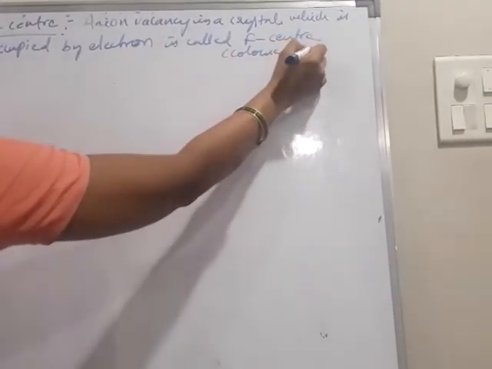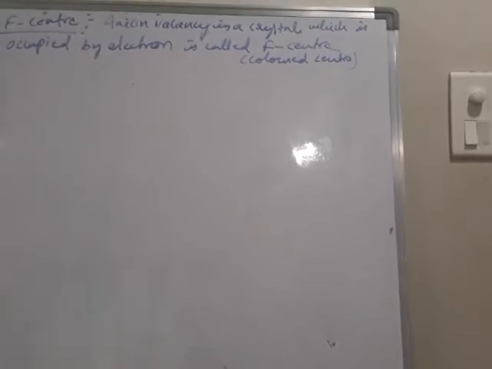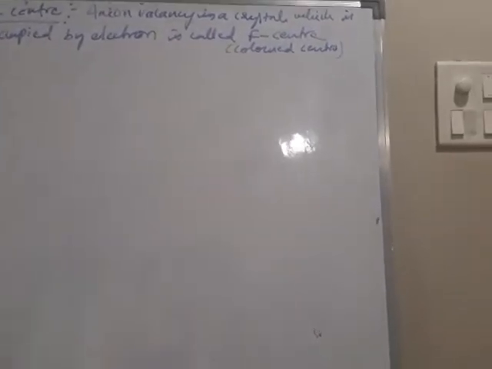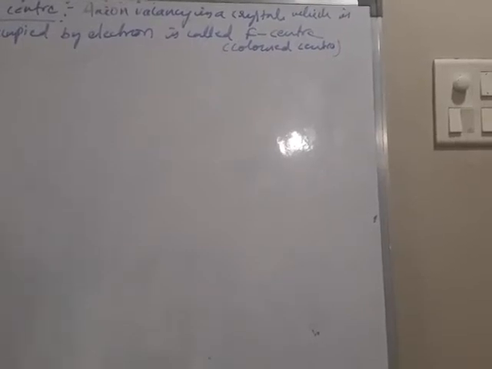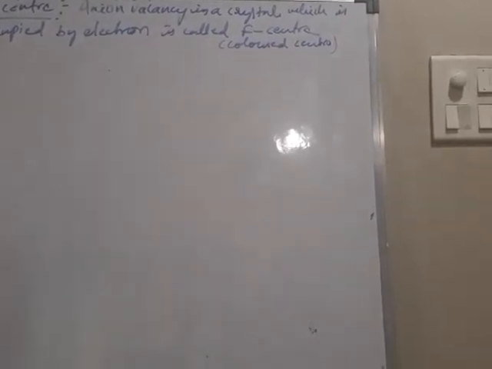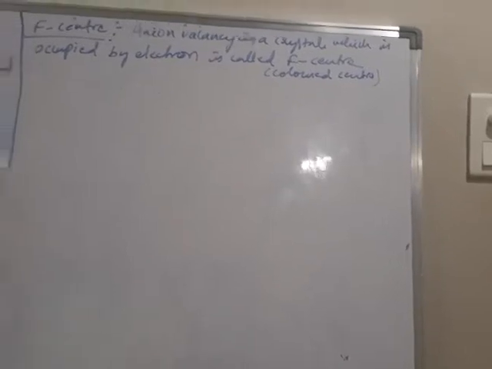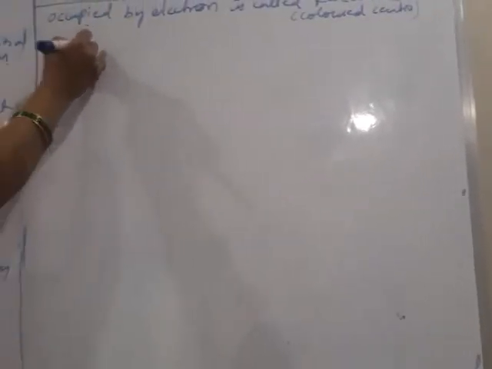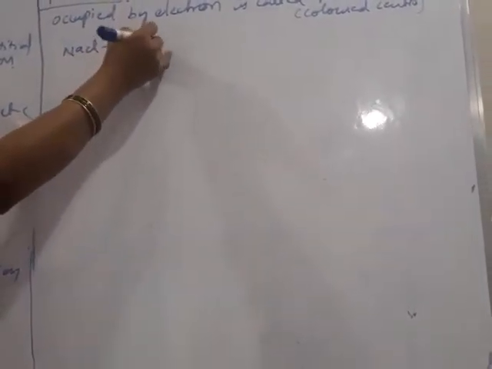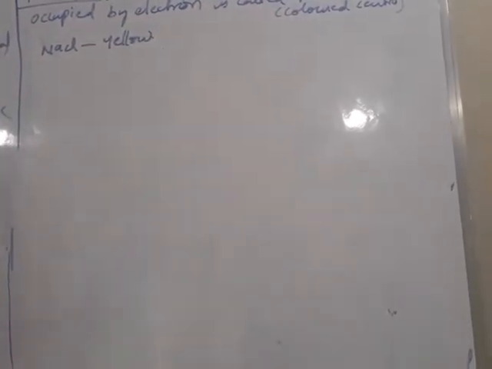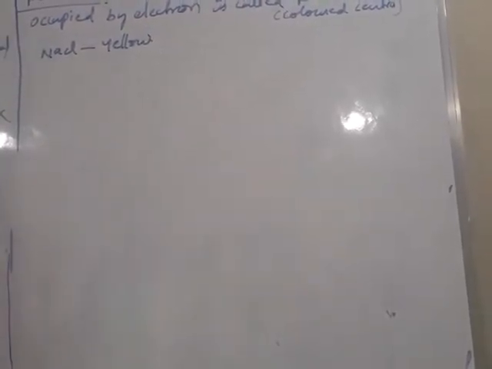The F centers are also called colored centers. The greater the number of F centers, the greater is the intensity of color. When F centers are more in the ionic crystal, the intensity of its color also increases. For example, NaCl is yellow in color. Why? Because F centers are present in NaCl.